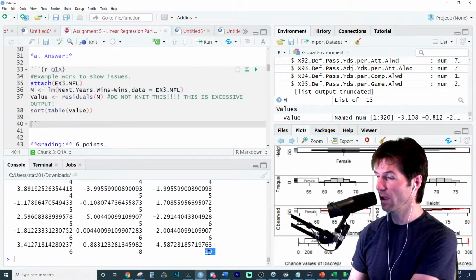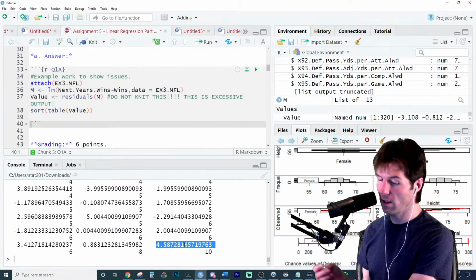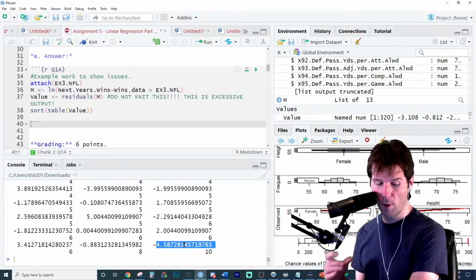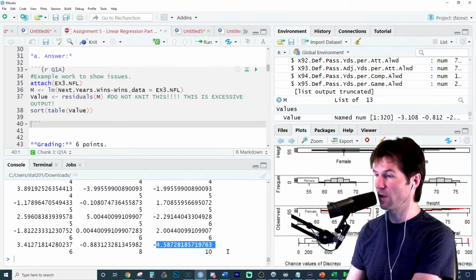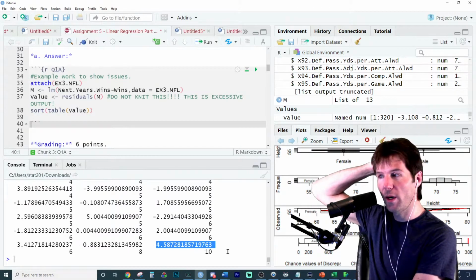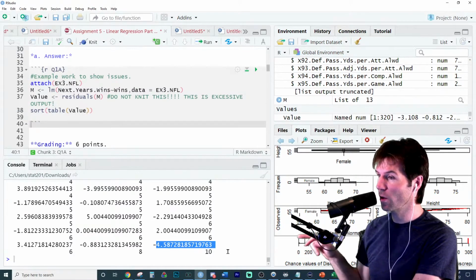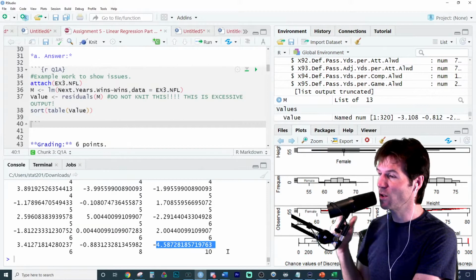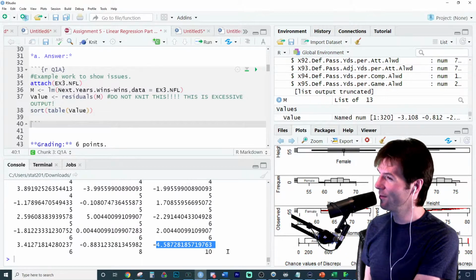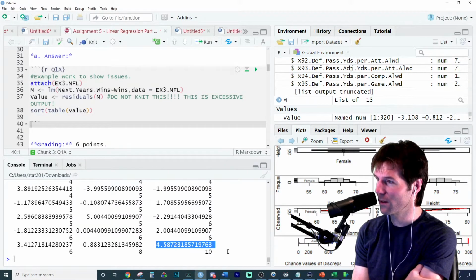This number occurred 10 times. Look at how decimal precise this number is. Does it seem that a decimal precise number like this, negative 4.58728185719763, would occur 10 times out of 320? It occurred something like 3% of the time, and I'm to believe this is random. Would that number, down to that precision, occur? That doesn't seem that random, does it?